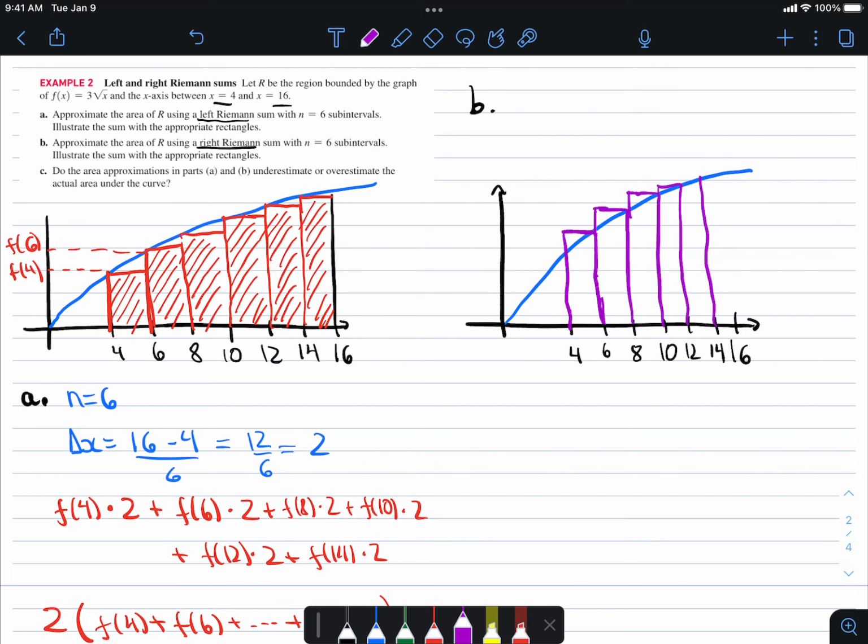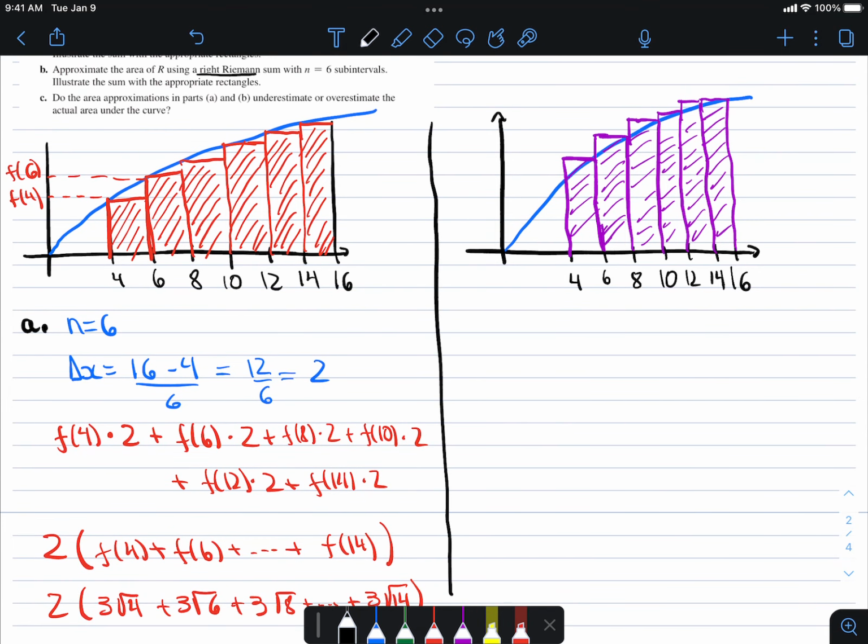But again, they all have base 2, right? They all have base 2. And the Riemann sum using right endpoints in this case is, what will it be, right? It will be, split this up so we can do the math. It will be, in purple, first rectangle base times height. Maybe I should do the height first for uniformity. F of 6 times 2.